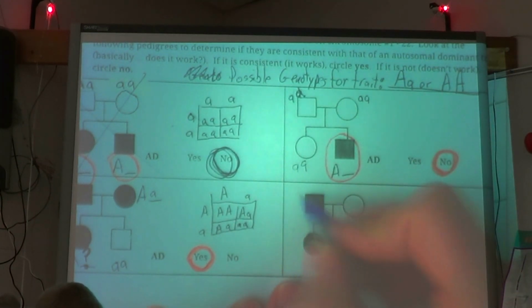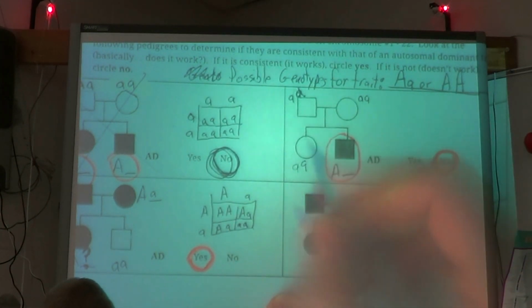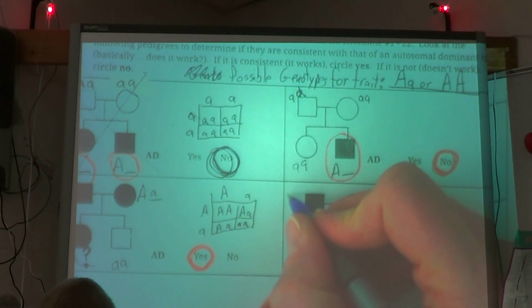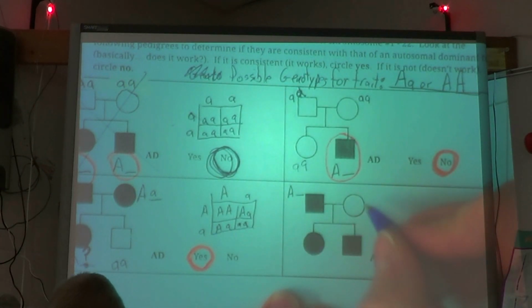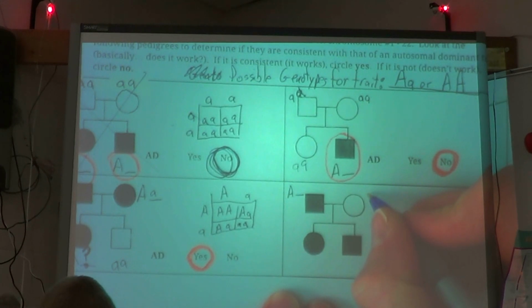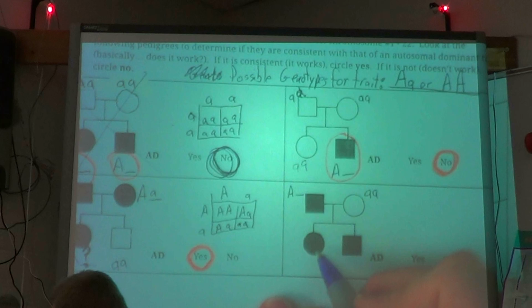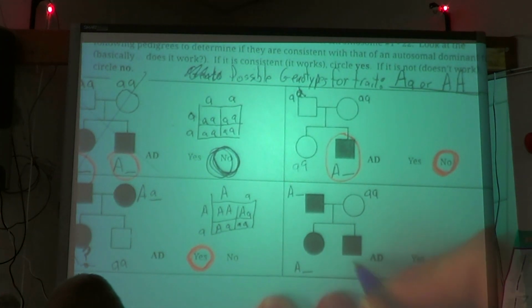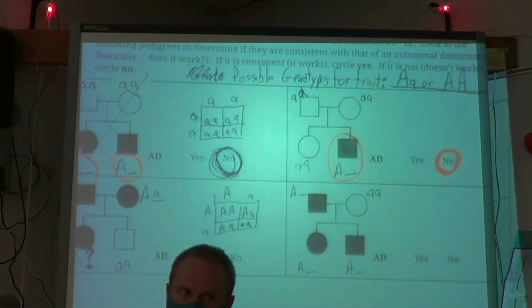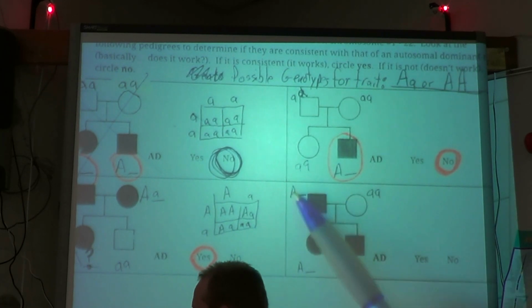All right, let's work through this. Dad, has or doesn't have? So what's their genotype to start with? Big A something. Mom has or doesn't have? So her genotype has to be little a, little a. Daughter has or doesn't have? Has. So big A something. Son has or doesn't have? Big A something. You can say, but don't we know? Yes, we do know. But we'll get started with, because they're shaded, it's big A something.